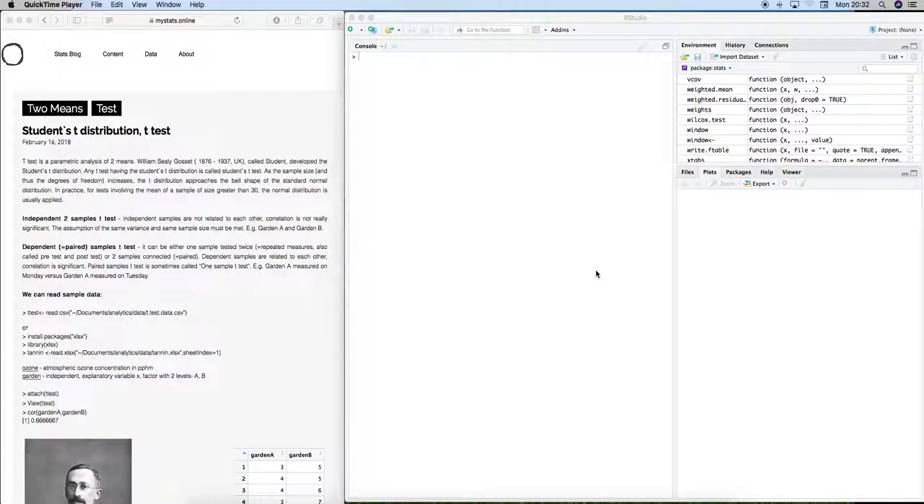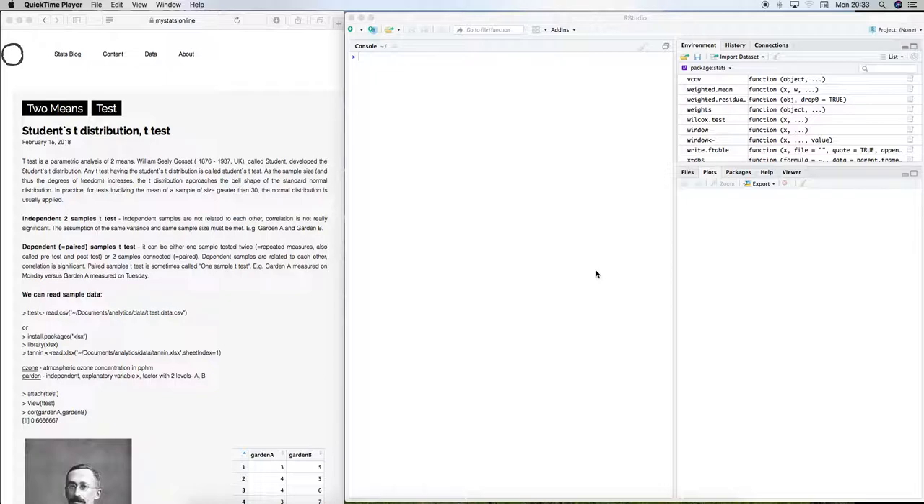Everyone. So in this session we will go together through the student's t-distribution and the t-test. You can find the supporting material on my webpage mystuds.online, and the data are located behind the link data.